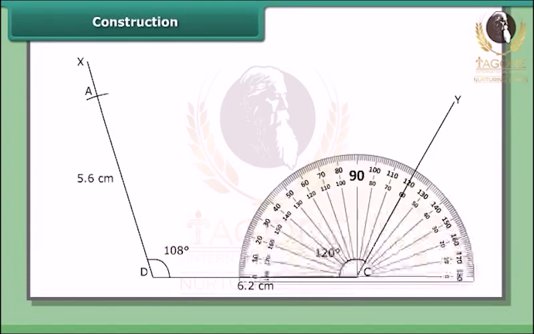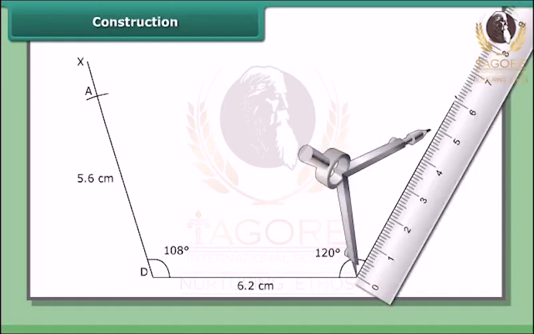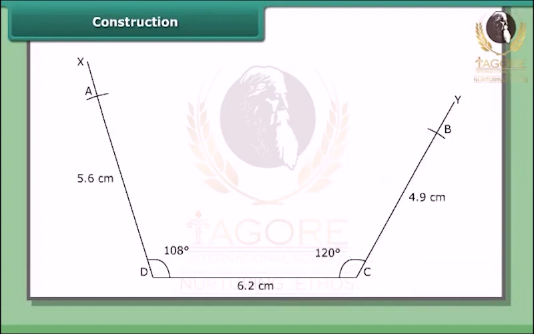At C, draw angle DCY as 120 degrees. With C as center and radius as 4.9 cm, cut off CB as 4.9 cm on the ray CY. Join AB. Then ABCD is the required quadrilateral.